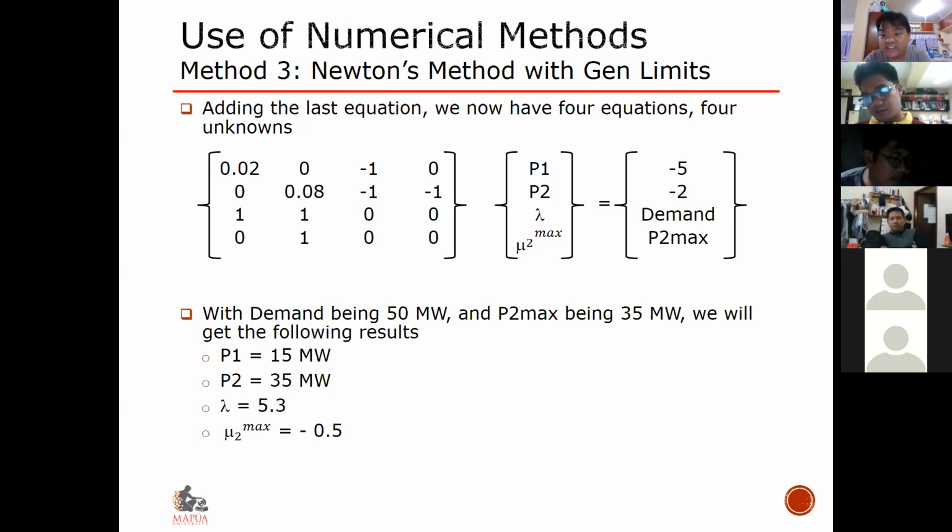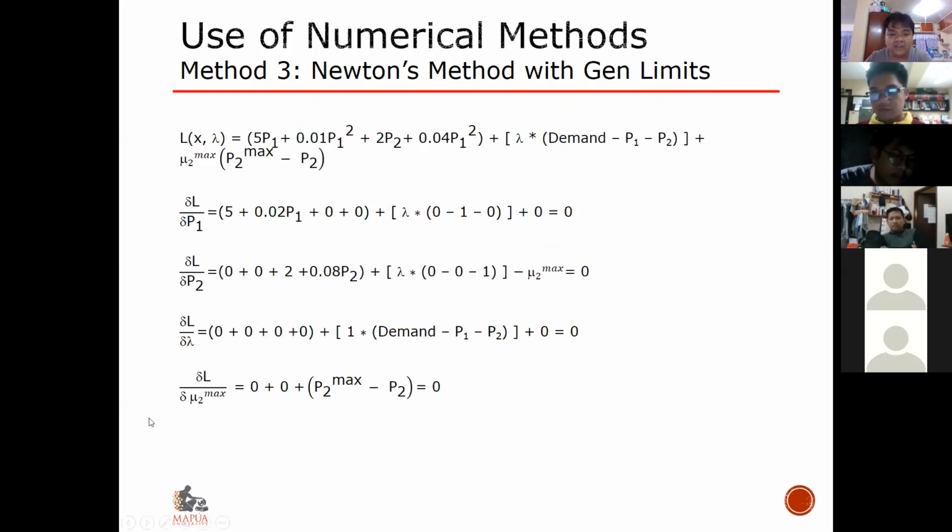Hindi. Constraint equation yun, sir. Hindi yun yung magiging value mo. Yung condition yun, hindi siya solution, hindi siya yung sagot. Condition siya. Ang KKT is a condition. Kung titingnan mo, if you remember, yung g of x should be equal to 0. Yun yung condition mo. Ito naman, mu2 max times p2 max minus p2, yung condition na yan, will eventually be equal to 0. Which is ito yung in-achieve natin dun sa fourth partial derivative.